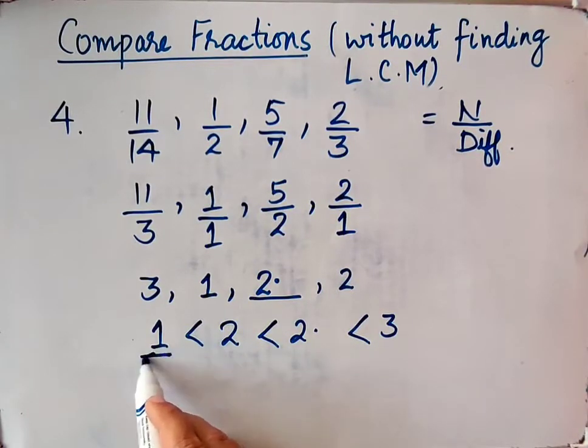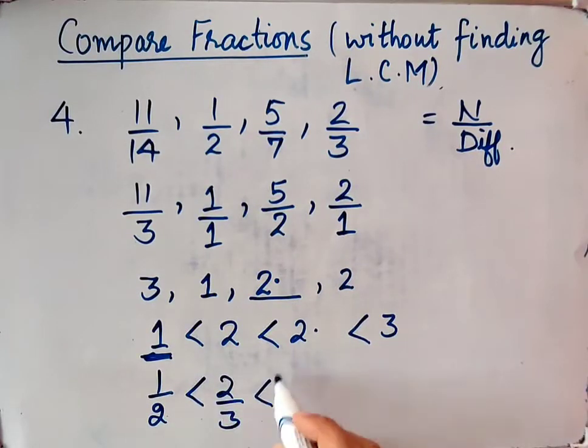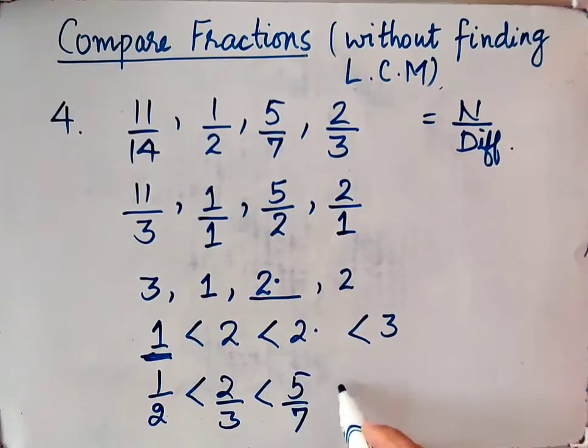So, the fraction corresponding to 1 is 1 by 2, which will be less than the fraction 2 by 3. Then this is having some more value, therefore this will be 5 by 7, and 3. The fraction corresponding to 3 is 11 by 14. So this is the required arrangement in the ascending order.